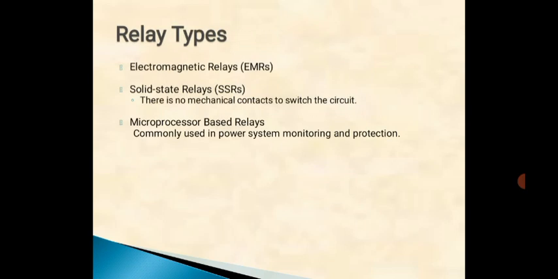These are some common classifications of relays. First one, electromagnetic relays, EMRs. Next one, solid state relays. The solid state relay has no mechanical contact to switch the circuit. And the third one, microprocessor based relays, commonly used in power system monitoring, protection, etc.